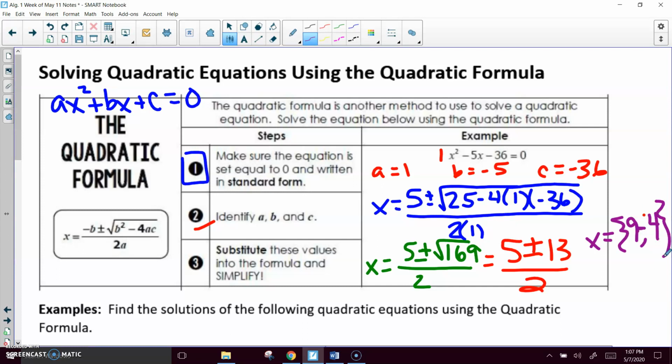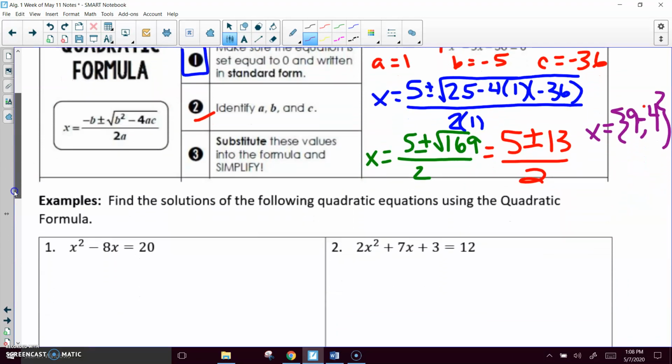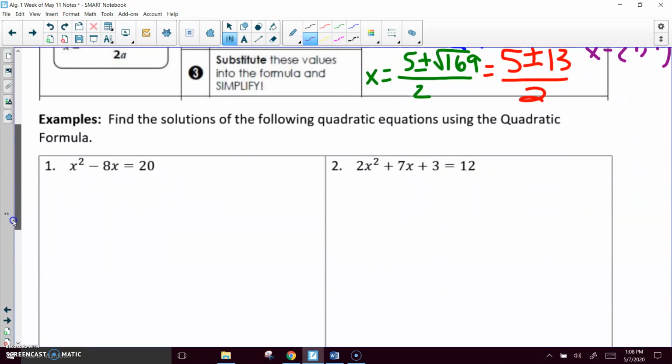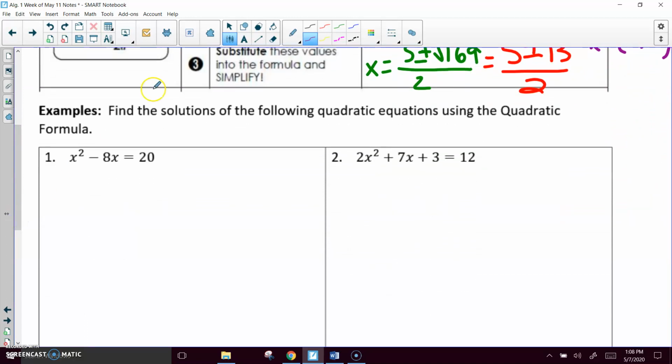So while it seems at first it might be complicated, you're going to notice that as you do more of these, they become very routine in their steps. So let's look at these examples. The directions say, find the solutions of the following quadratic equations using the quadratic formula. Up above, step number 1 said to make sure it's set equal to 0 and in standard form.